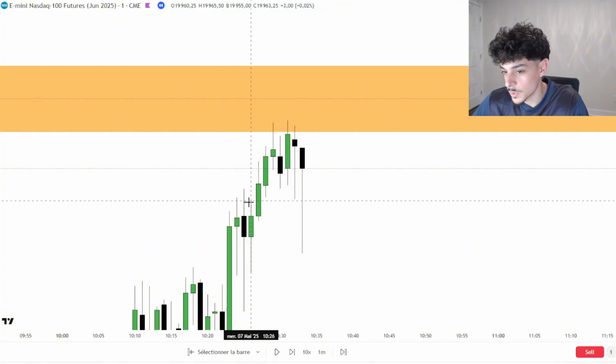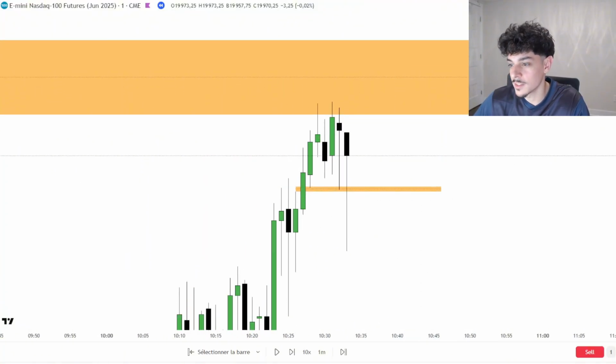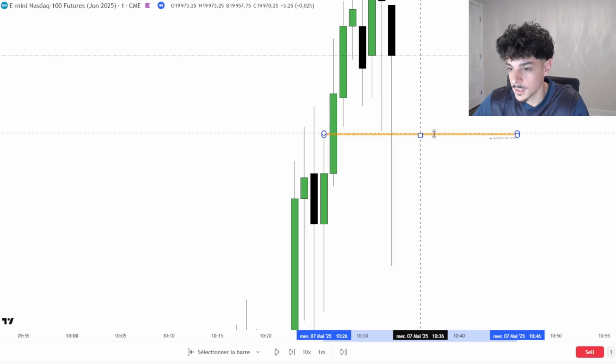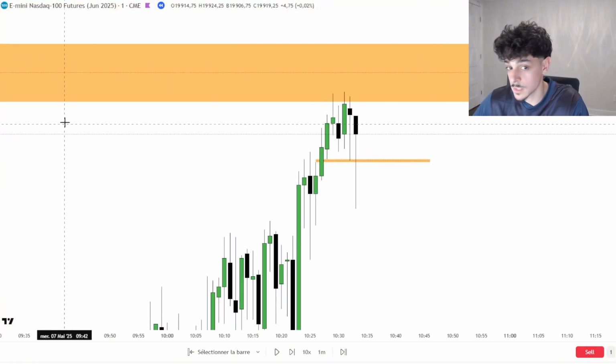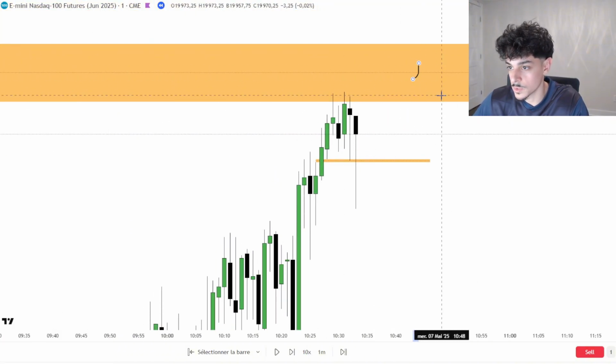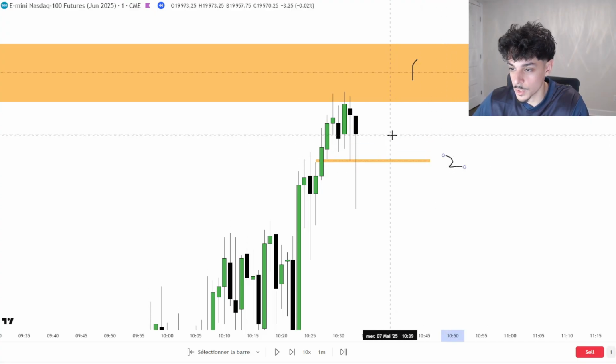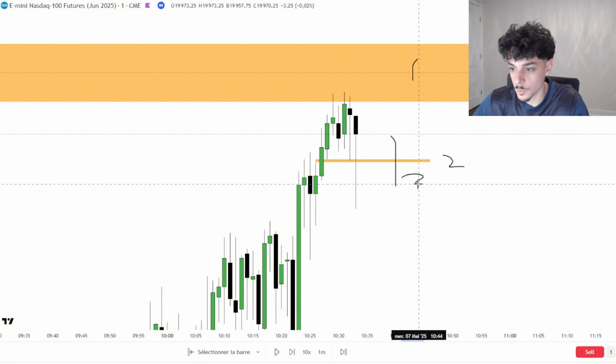Then, as you guys can see right here, we have a fair value gap on the 1 minute, okay? So the buyers are located between this candle's high and this candle's low. So what am I going to wait for? This is my second criteria. The first one was this right here. The second one is this one. And as soon as we're going to break below it, this is going to be my third one, okay?